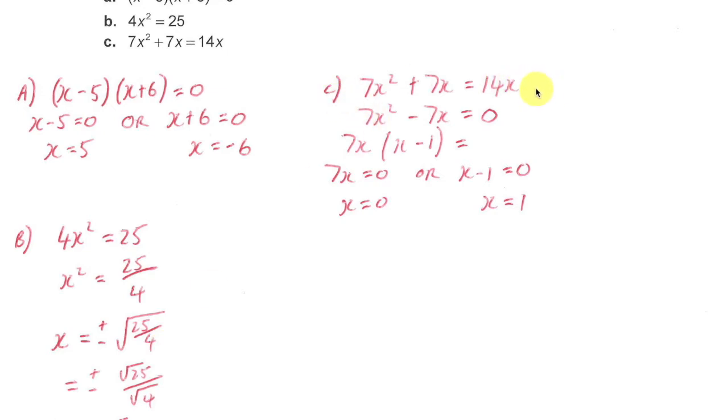our first job is to take 14x from both sides, so I end up with 7x squared take 7x. 7x is a factor that I bring out, so it's now going to become 7x multiplied by x minus 1 equaling 0. So 7x equals 0, which produces x being equal to 0, or x minus 1 is equal to 0, which produces x equaling 1.